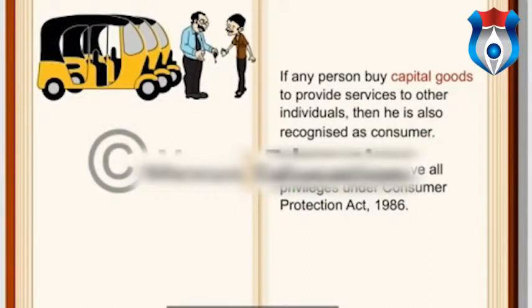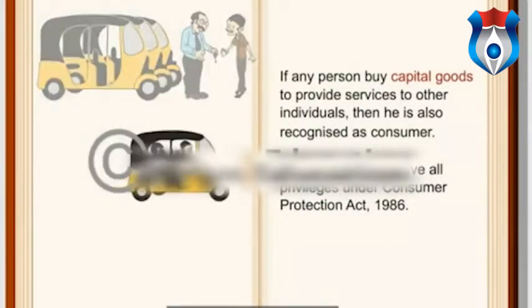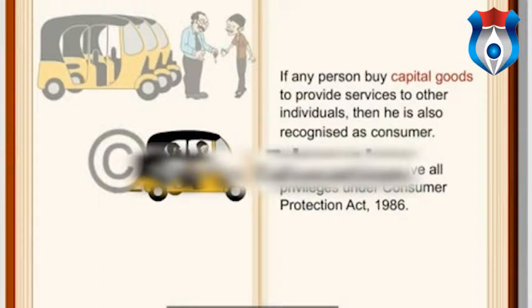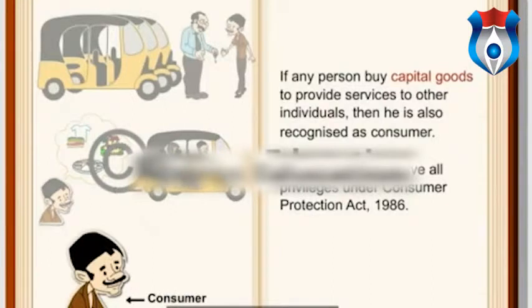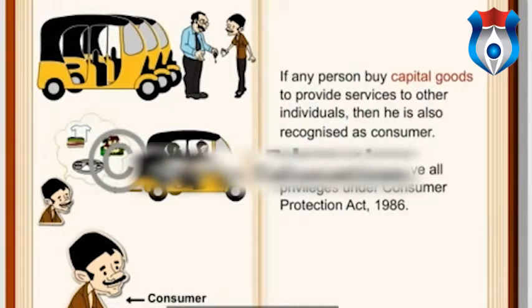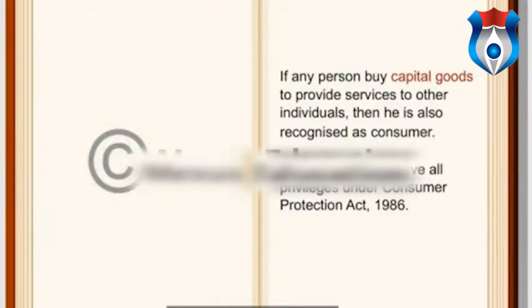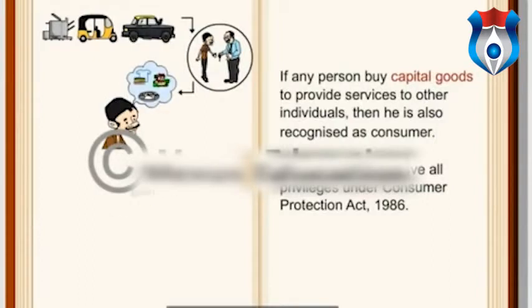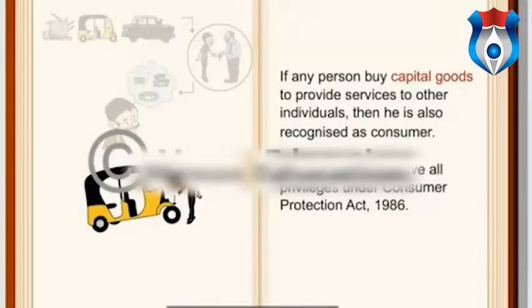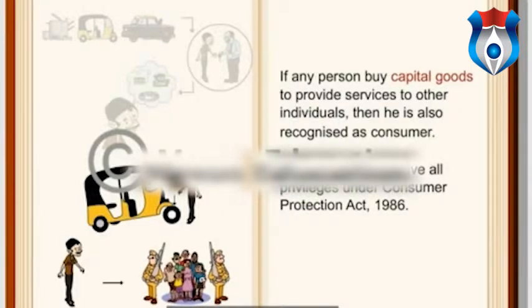If a person buys capital goods and uses them to render services to the public for earning his livelihood, then he is also recognized as a consumer. For example, if a car or auto rickshaw or a Xerox machine is purchased by an individual to earn a livelihood, and if he finds any defect with the product, he can seek redressal from the Consumer Grievances Mechanism.